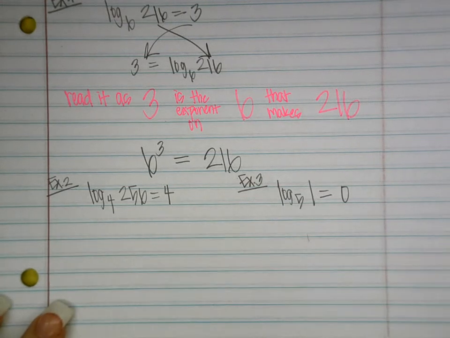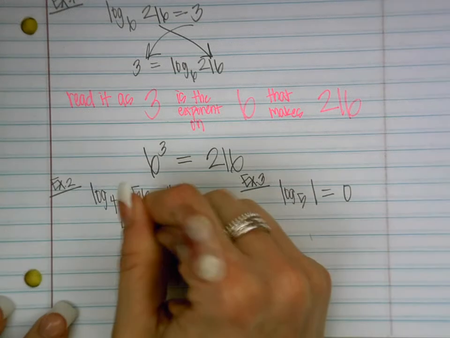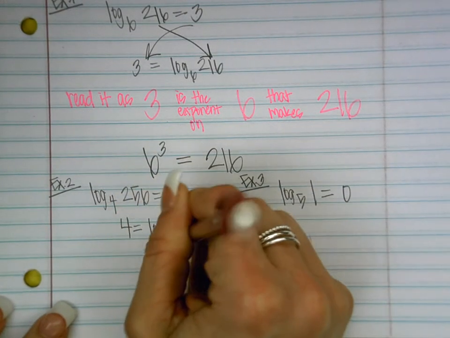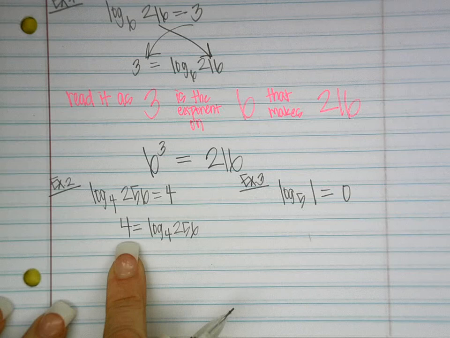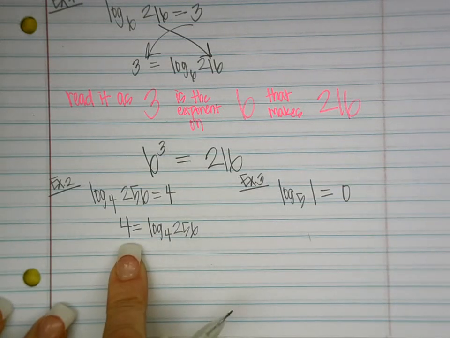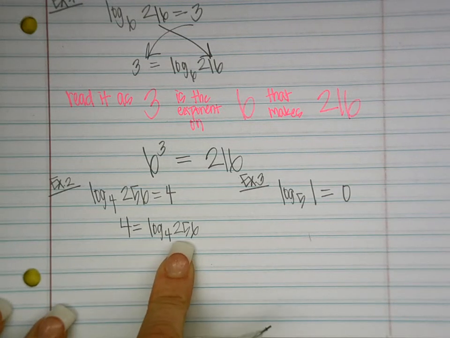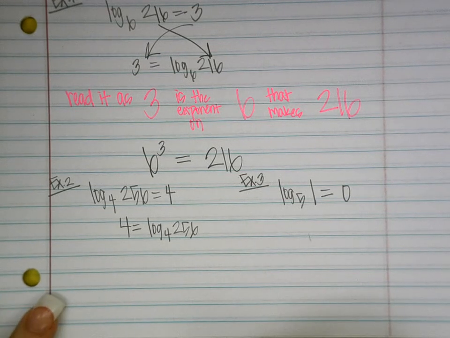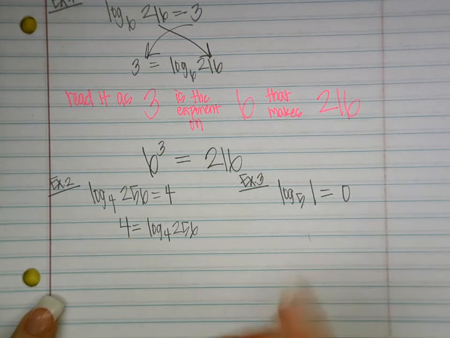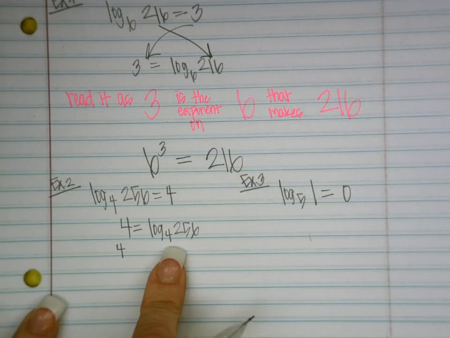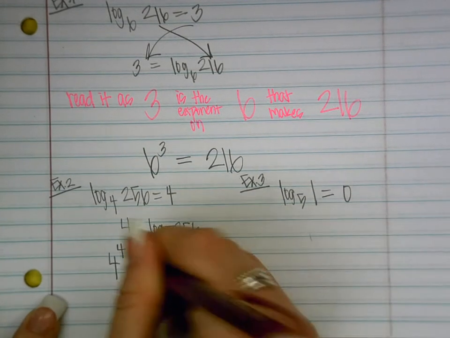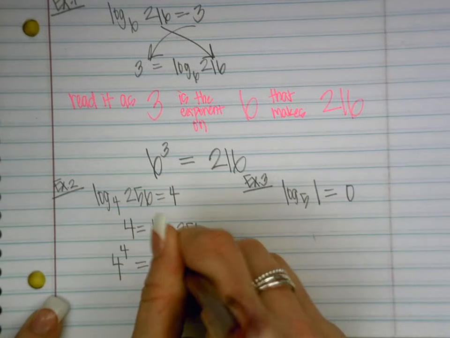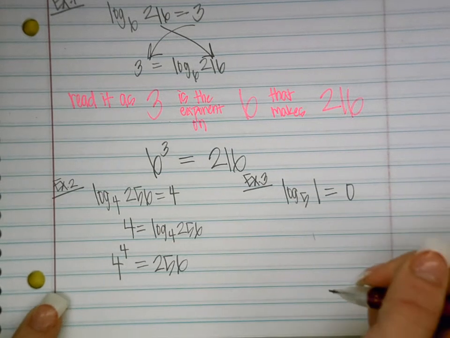Okay, so if you flip it, I could rewrite that. So 4 equals log base 4 of 256. So I want you to read this just like I taught you to read it. 4 is the exponent on 4 that makes 256. So how would I write that as an exponent equation? Four is the exponent on 4 that equals 256. 4 to the 4th power equals 256. That's your answer.